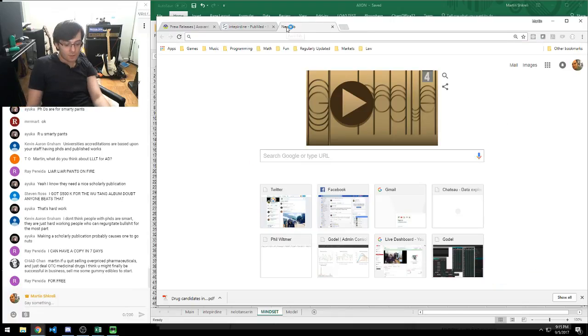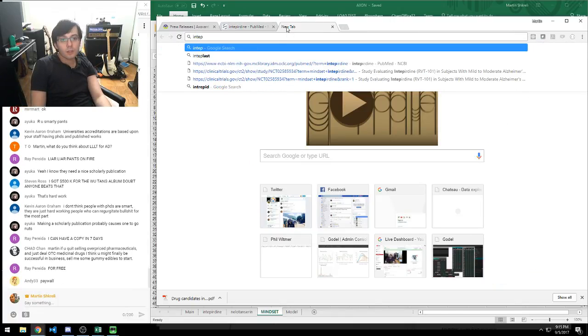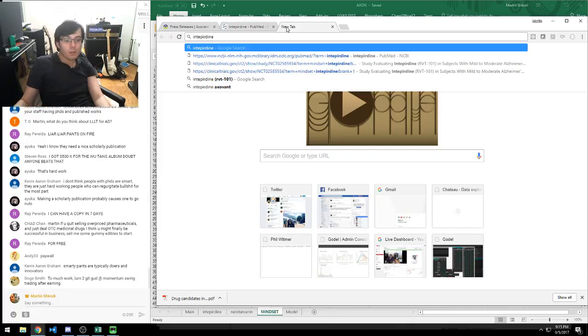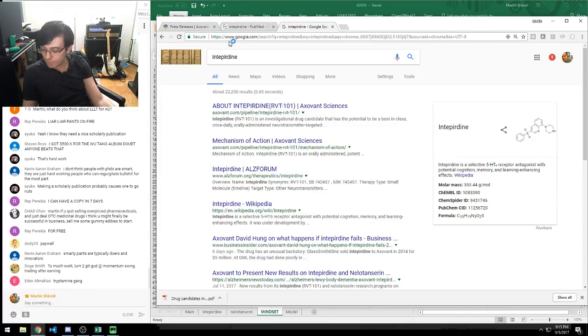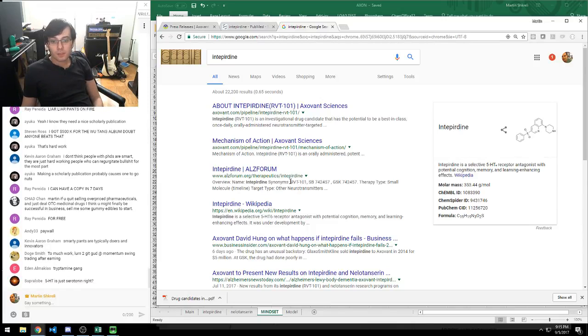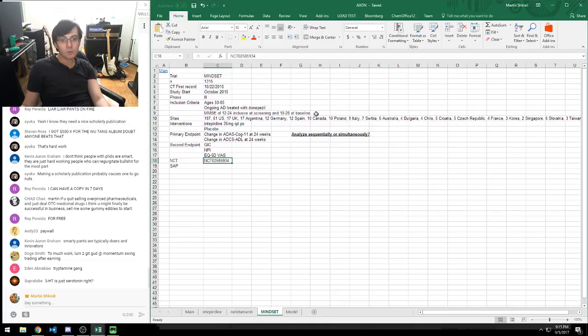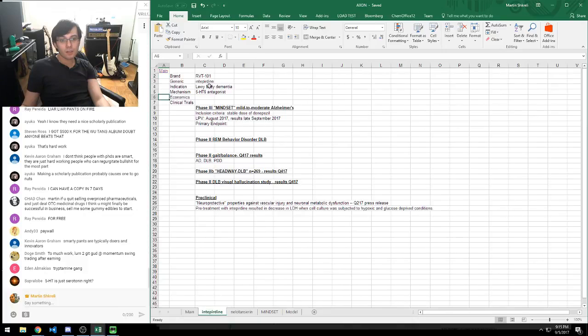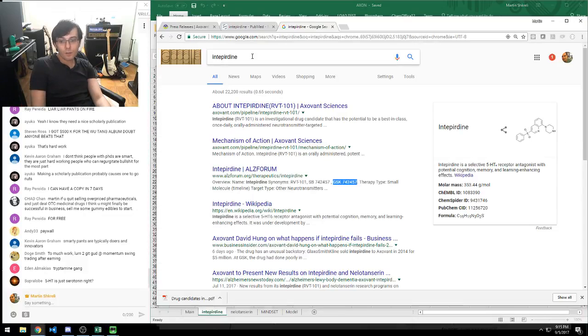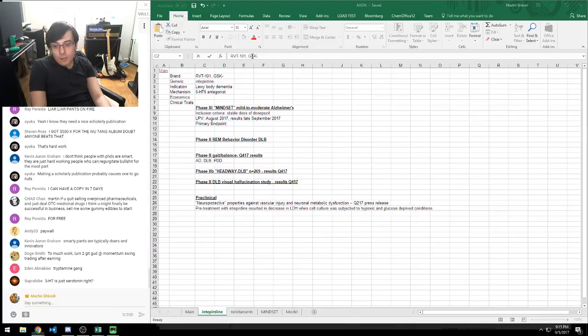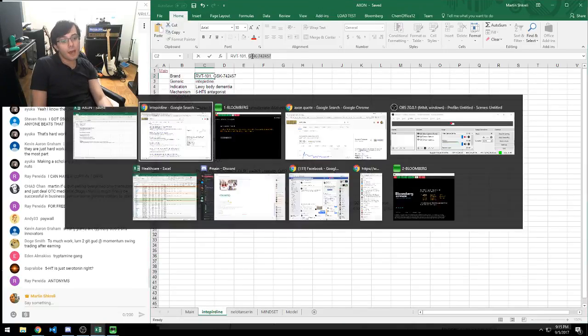So there's PubMed, but there's also just a quick Google search. Intepirdine. Let's take a look. And I quickly see here that there are some synonyms which strike me as surprising. GSK 742457. What's that? I know GSK is GlaxoSmithKline, one of the biggest pharmaceutical companies in the world. So I wonder, did this drug come from them? GSK 742457. Let me Google that.